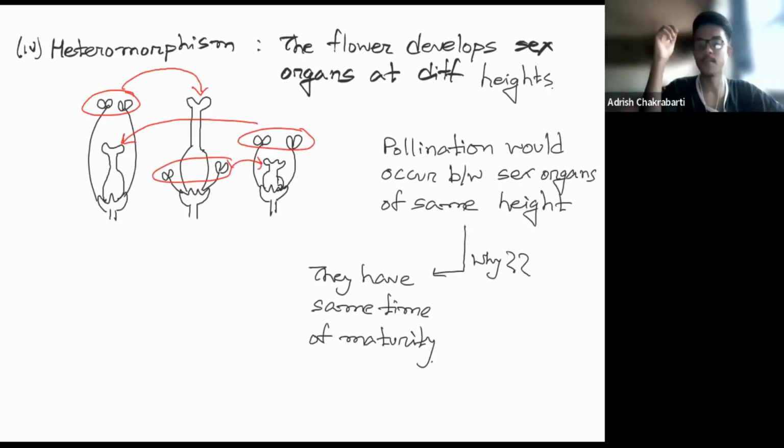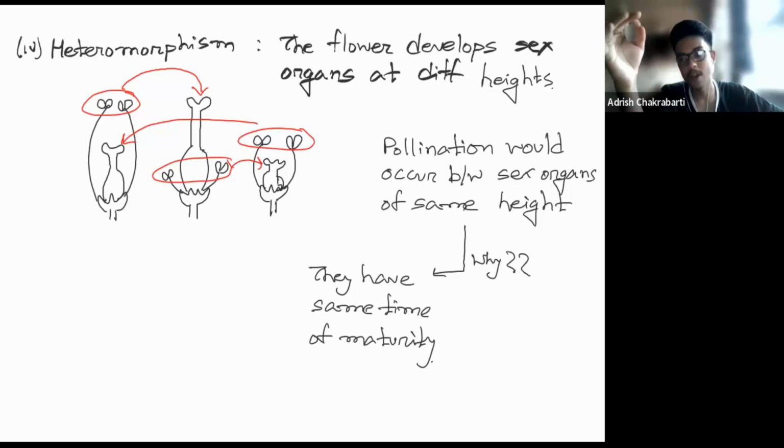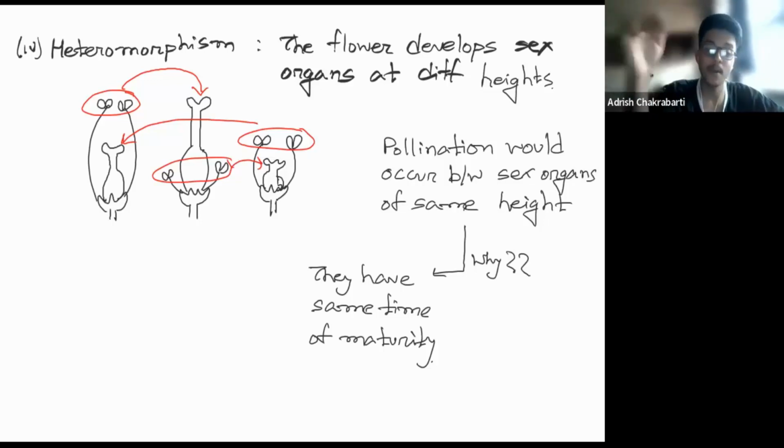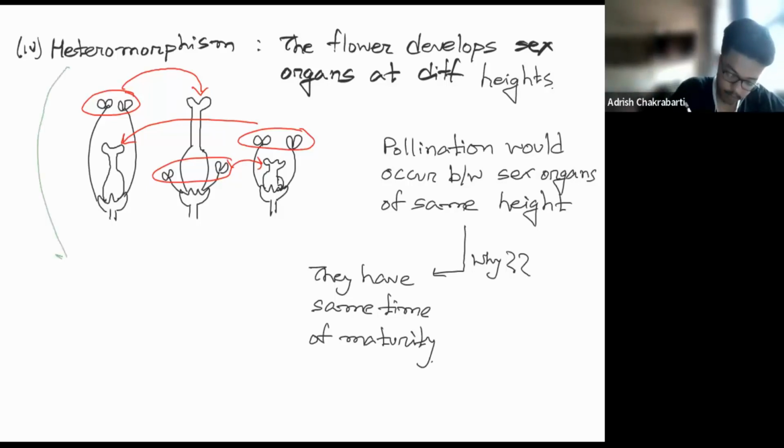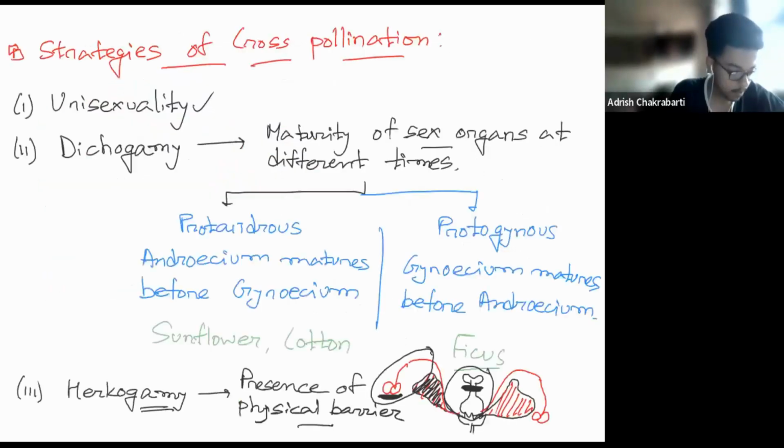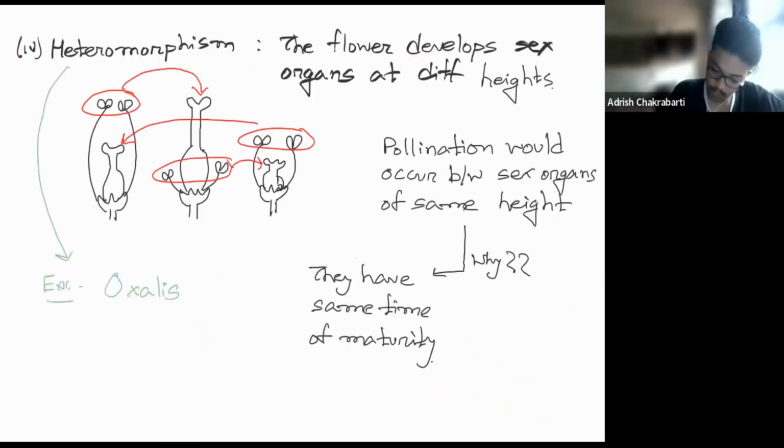Okay, this is heteromorphism. The flower develops sex organs at different heights. The pollination occurs between sex organs of same height because they have the same time of maturity. Okay, example, I just missed this part. So examples of heteromorphism include oxalis. Example of hercogamy include calotropis. Hercogamy is observed in calotropis. Heteromorphism is observed in oxalis.